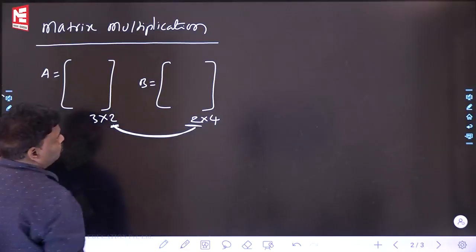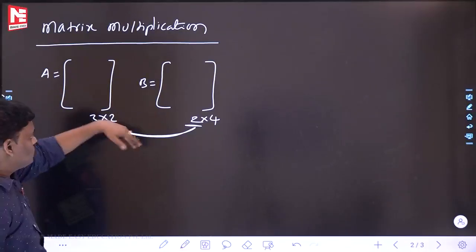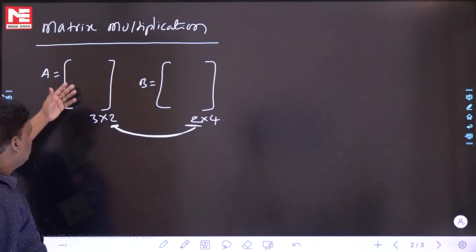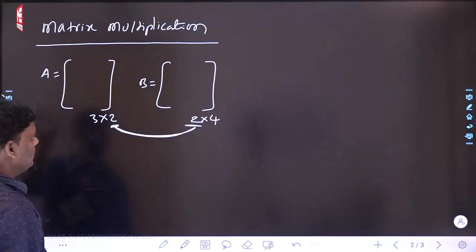Otherwise, you cannot multiply two matrices. I want to multiply A and B. The primary condition is that the number of columns in the first matrix is equal to the number of rows in the second matrix. It should be done like this.